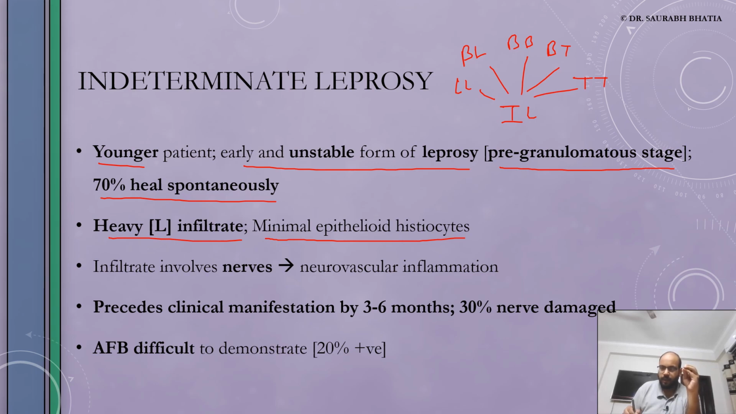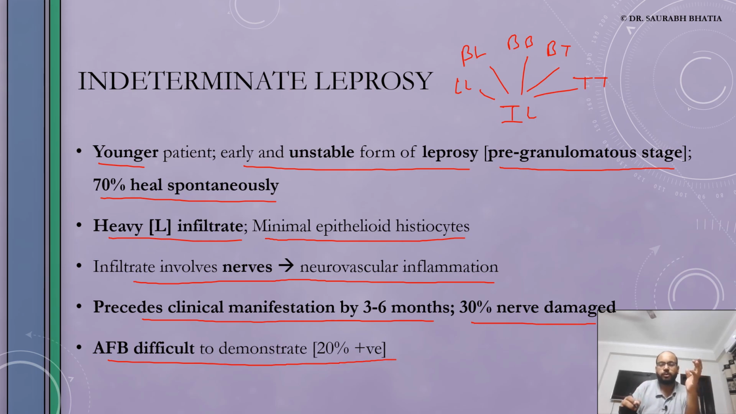Okay, so lymphocytes more, epitheloid cells come. The infiltrate involves the nerves. So there is neurovascular inflammation, that is inflammation around the nerves. Okay, this stage of leprosy precedes clinical manifestation by 3 to 6 months. And it starts to appear when around 30% of the nerve is damaged. Clear? The AFB is difficult to demonstrate. Only 20% of cases show positive AFB, and you have to search for them properly.